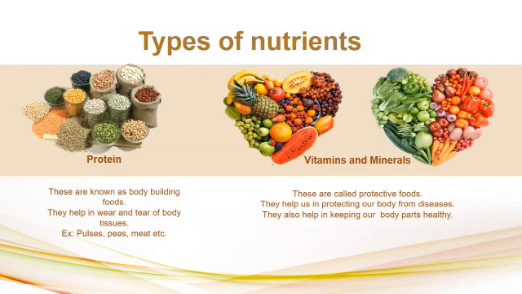Protein. These are known as bodybuilding foods. They help in wear and tear of body tissues. Example, pulses, peas, meat, etc. Vitamins and minerals. These are called protective foods. They help us in protecting our body from diseases. They also help in keeping our body parts healthy. So students, now look at the pictures and find out what are the sources of vitamins and minerals. Yes, they are fruits and vegetables.